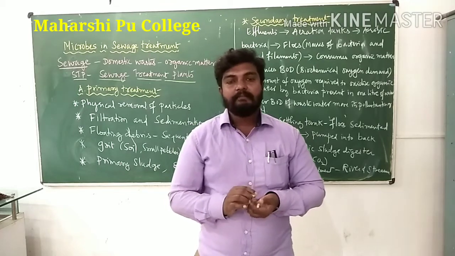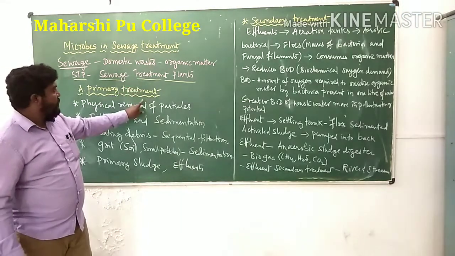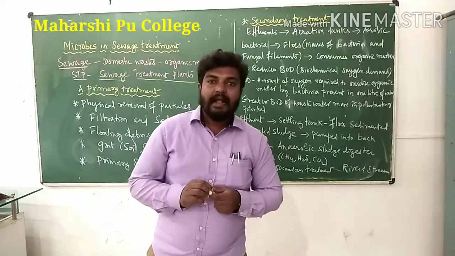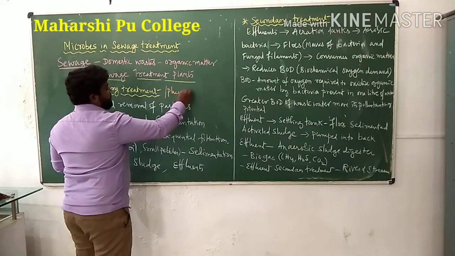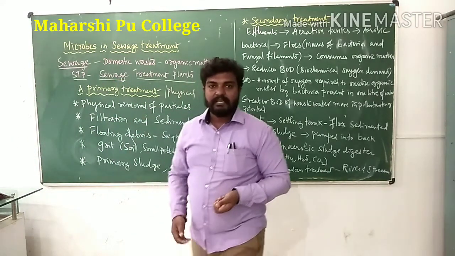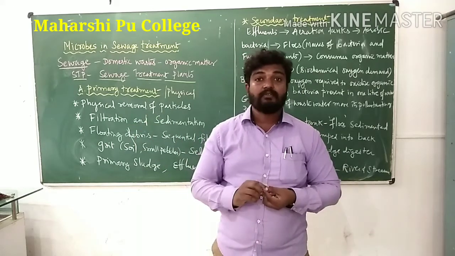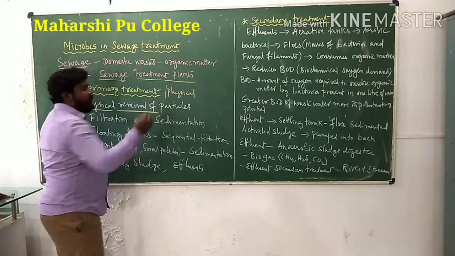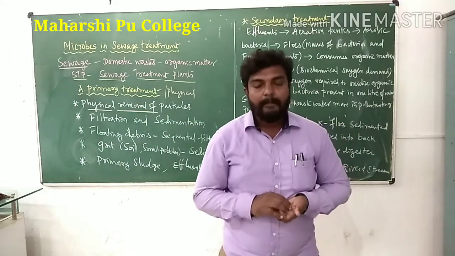This makes it less polluting. Here we have two processes: a primary treatment and a secondary treatment, where the sewage is treated. The primary treatment is also called a physical treatment. Before release to streams or rivers, the sewage is taken to the sewage treatment plant, where physical particles are removed. What are the physical particles present here?